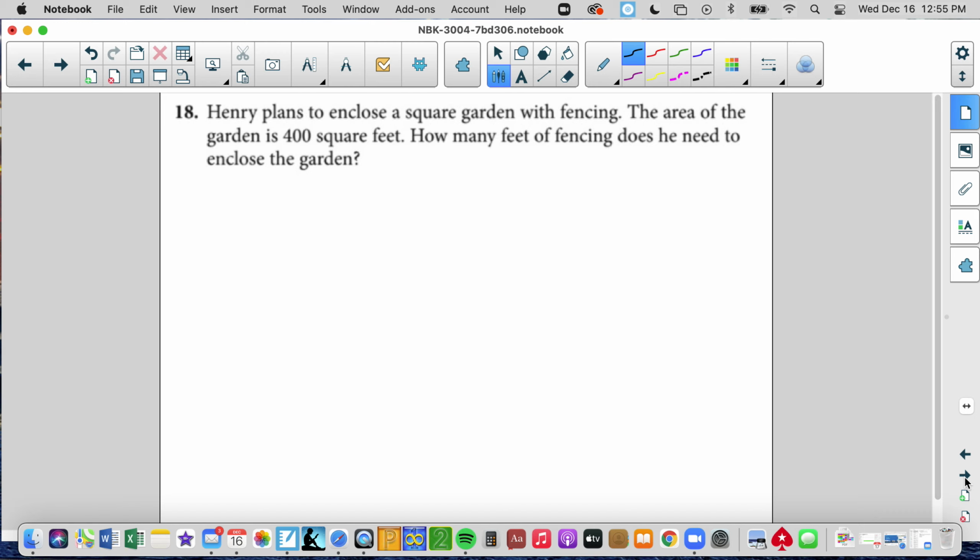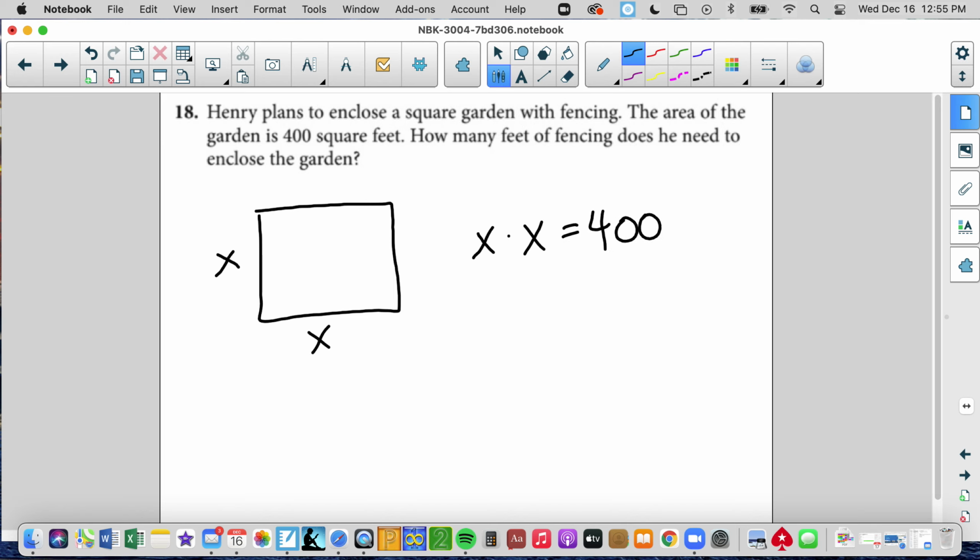Two more. Henry plans to enclose a square garden with fencing. The area of the garden is 400 square feet. How many feet of fencing does he need to enclose the garden? So it's a square one. The area is 400. Since it's a square, the length and width are going to be the same. So x times x equals 400. That's how we find the area. Area equals length times width. So technically you have x squared equals 400. What number times itself equals 400?